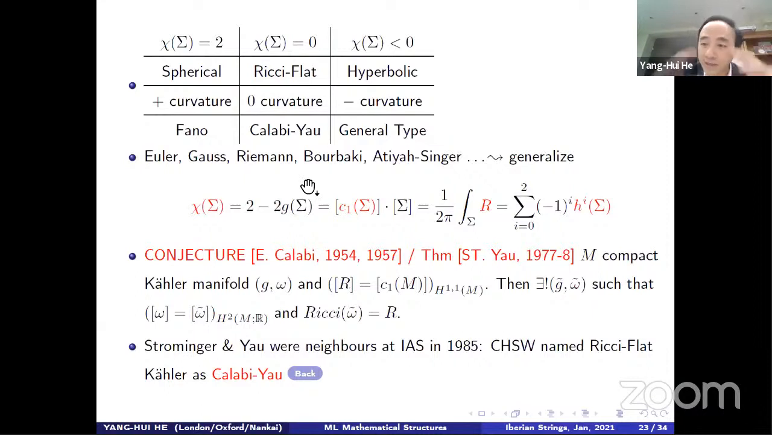You already see this in Riemann surfaces. The Fano variety in complex dimension 1 is just the sphere. The Calabi-Yau in dimension 1 is just the surface of a torus. And general type are the ones with multiple holes. They're hyperbolic geometries. So it quickly became apparent to the mathematicians that generalizing this story to arbitrary dimension is extremely difficult.